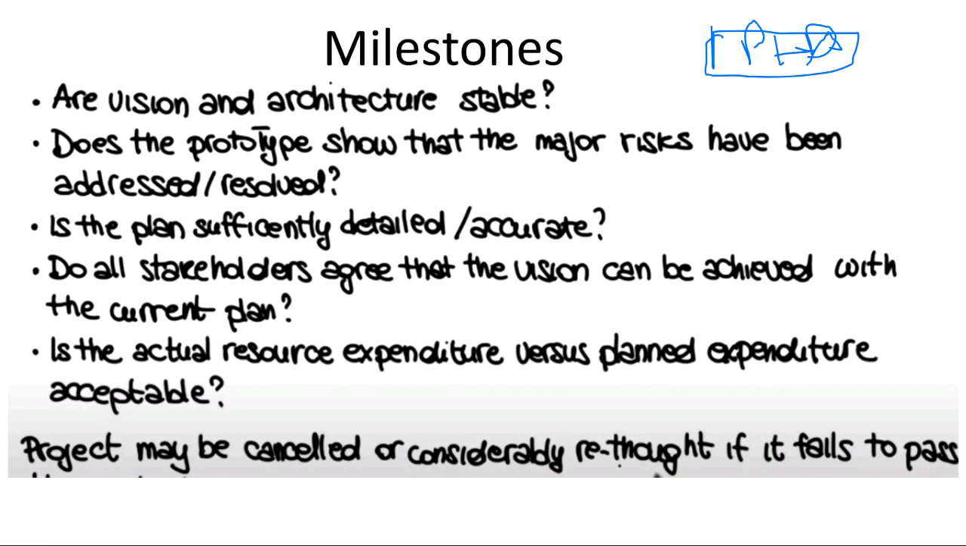So after this elaboration phase, you should be at a stage where you are able to answer these questions: this vision you are trying to create and this architecture which you have drawn, are they stable or will they fail when you finally code? Does this prototype show that the major risks have been addressed or resolved? Did your UML diagram, or any kind of modeling diagram you have used, show the risks involved in your project, and have you addressed those risks also?